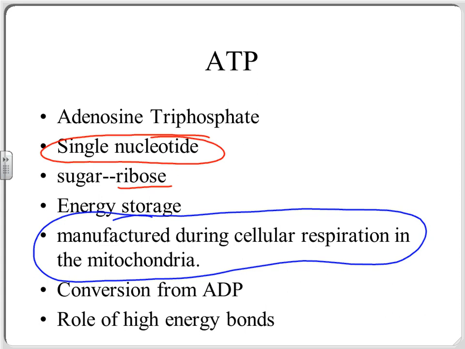Cell respiration's job is to take energy away from your food and put it into the bonds of ATP so that we can power everything that we do. So those are the main things you need to know right now for ATP. Its name, it's a single nucleotide, it's not a polymer, its sugar's ribose, its nitrogenous base is adenine, and it's made during cell respiration in the mitochondria. There's a couple pictures I want to show you, and then we'll go from there.